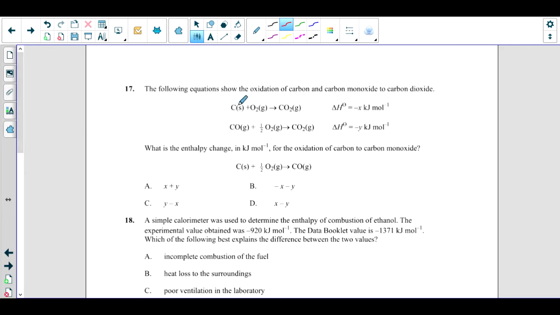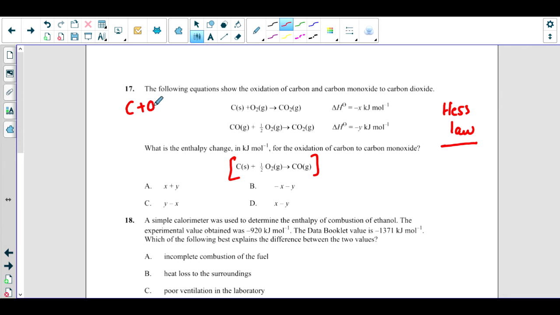Okay. The following equation shows the oxidation of carbon and carbon monoxide to carbon dioxide. We want to give the enthalpy. Again the question is from Hess law. Let's do it. This is our main equation, and we want to derive this equation with the help of these two equations. We have C plus O2 giving CO2, and here we have CO plus half O2 giving CO2. But here if you see, we have carbon monoxide in the product side. So what we do, we flip the second equation.